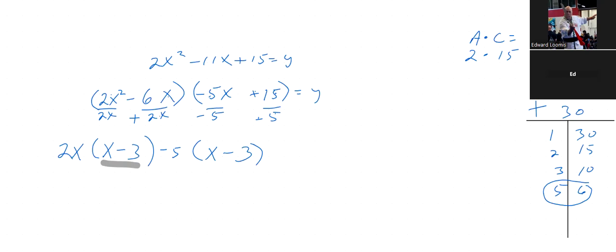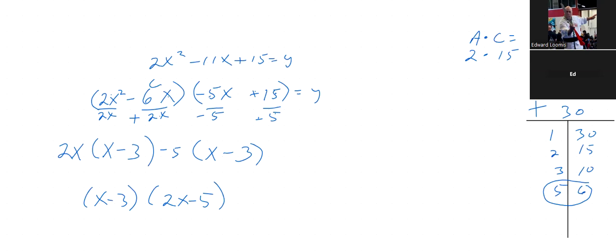So now all I have to do is ask myself, what is the same? Well, I see that I have exactly the same parentheses. So I'm just going to write it down: x minus 3. What is left? 2x minus 5. Had you put these two in the other parentheses and flipped them, you'd end up with the same answer. That's what's neat about this, guys. Okay, have you try another one.